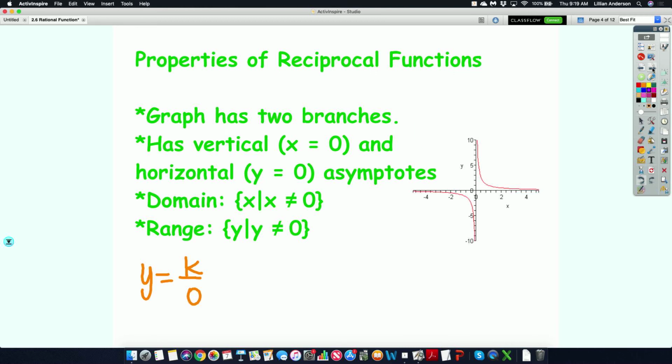Your different properties of reciprocal functions. Again, this is your most basic reciprocal function. It has two branches. It has a vertical asymptote as well as a horizontal asymptote, x equals 0 and y equals 0. Your domain is basically every place where the function is defined. You cannot have 0 in the denominator, so your domain is x such that x does not equal 0. And then, of course, your range is the set of y values such that y does not equal 0.